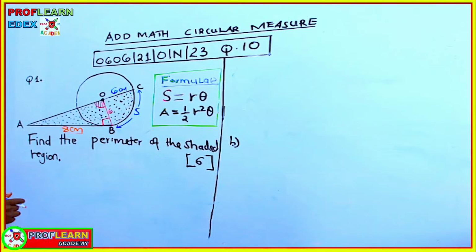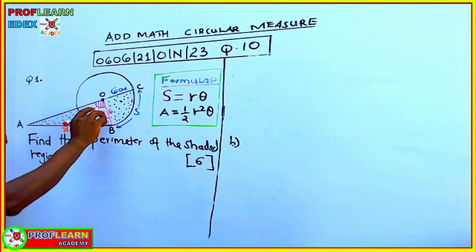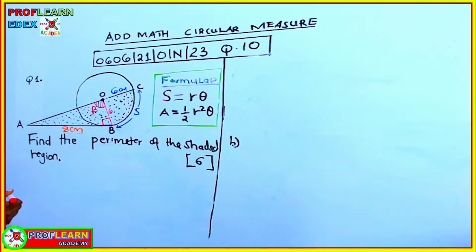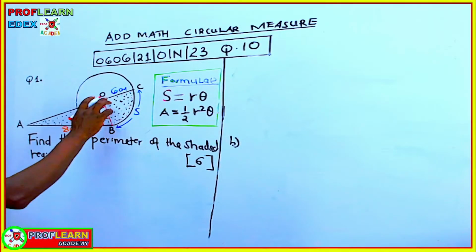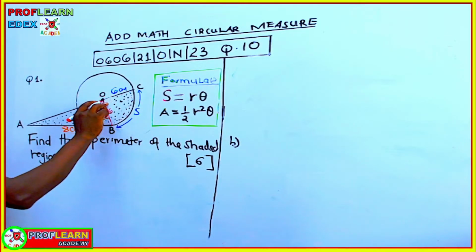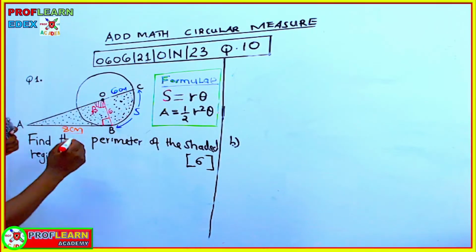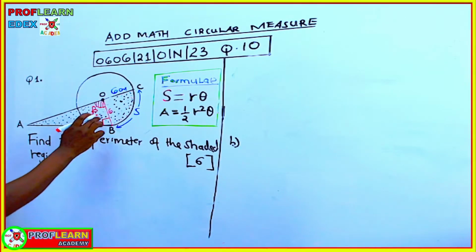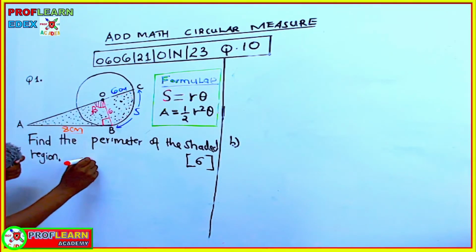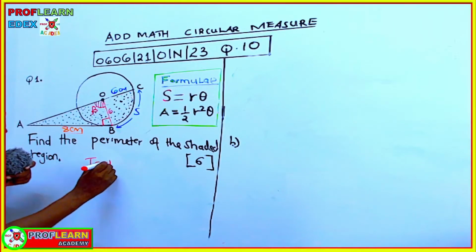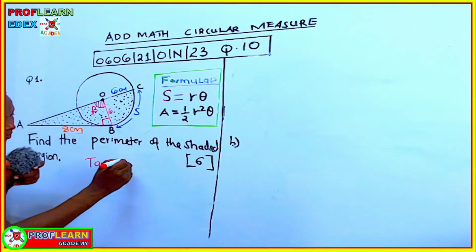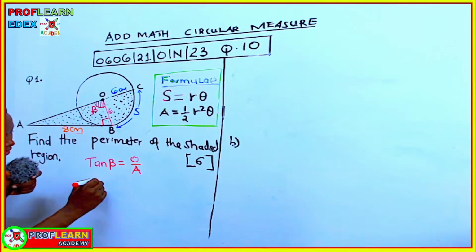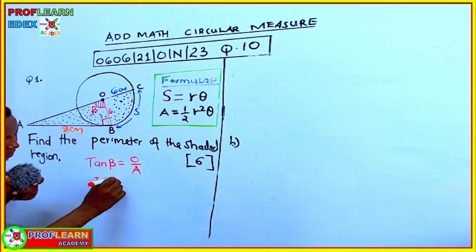So this angle on this side, we can call it angle beta. We can find it, and then it will enable us to find this other angle on this side. So before we look into that, let us find angle beta. Since this angle is opposite to this side and adjacent to 6, we can say tan beta is equal to opposite over adjacent.